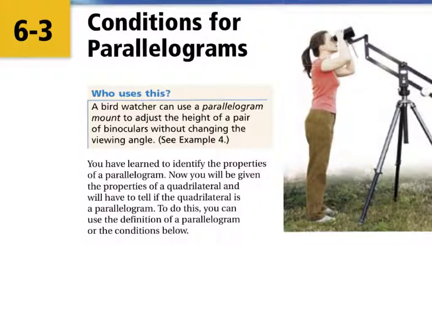In section 6.3, we're going to talk about conditions for parallelograms. Now, you have learned to identify the properties of parallelograms. Now you will be given the properties of a quadrilateral, and we'll have to tell if that quadrilateral is a parallelogram. To do this, you can use the definition of a parallelogram and the conditions. Basically, what you are doing is taking what you learned in 6.2, and doing the converse of that. So now you're going to prove something is a parallelogram based on information about a quadrilateral.